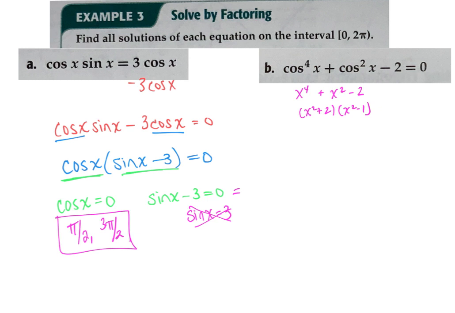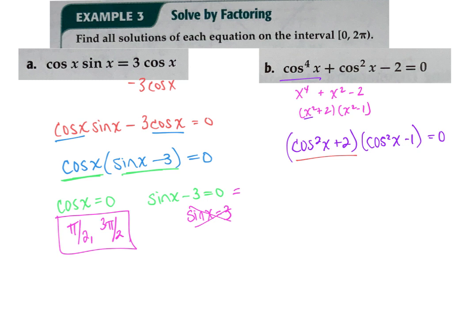And so I'm going to look at that cosine like I would do the x. This is cosine to the fourth. So if I can factor x to the fourth like this, I can factor cosine to the fourth like this. So I would say cosine squared of x plus 2, cosine squared of x minus 1. I'm literally just factoring a trinomial. That's all I'm doing. And then I'm going to put each one of those equal to 0.